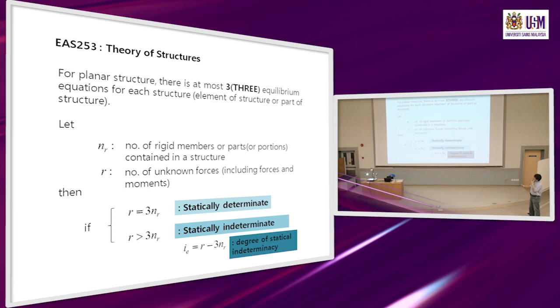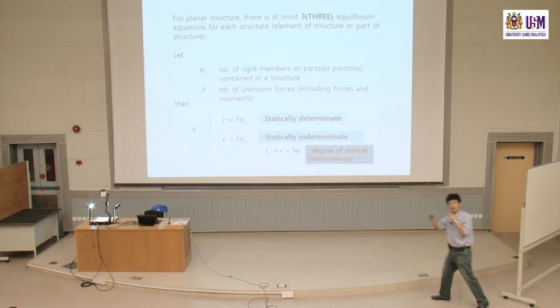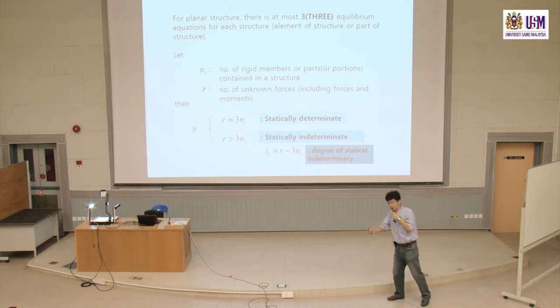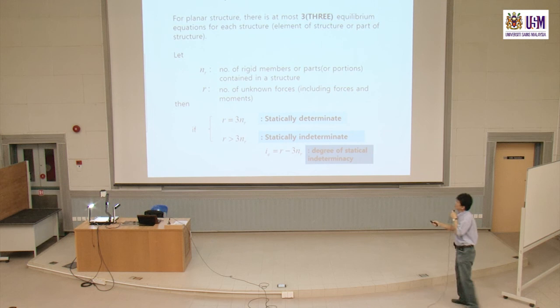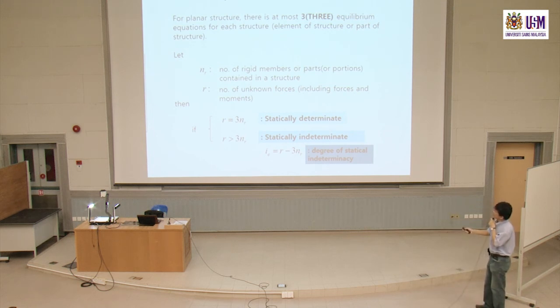Now, we represent this as NR. NR means the number of rigid members or parts. This is for the problem where you cut the structure into different parts. If you cut the structure into 2 parts, you get NR equal to 2. R is the number of unknown forces, including forces and moments.